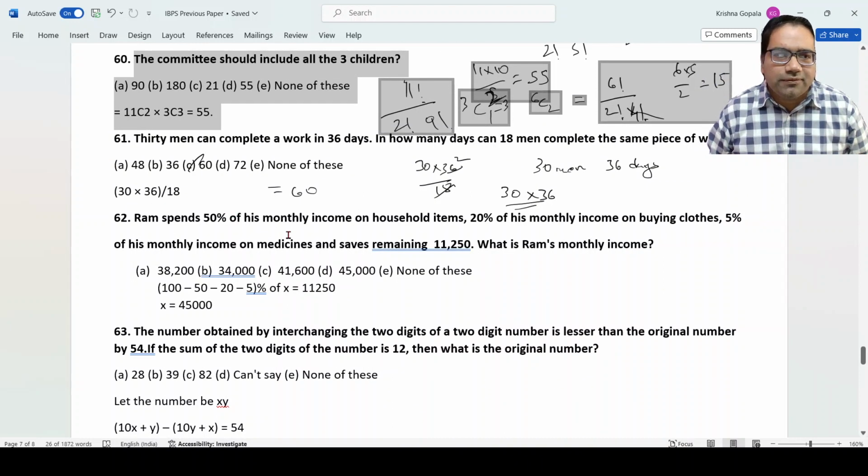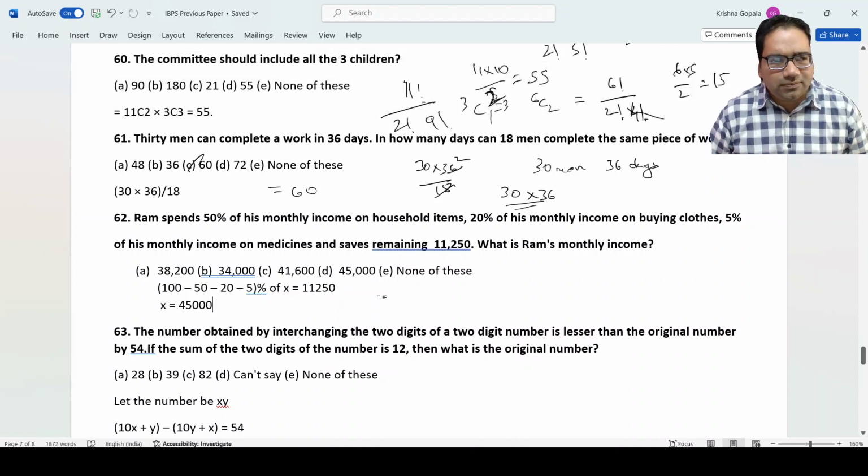Ram spends 50% of his monthly income on household items, 50, then 20% on buying clothes, 50 plus 20, 70, plus 5% on medicine, 75%, and the remaining 25% is 11,250. That 25% of something is 11,250. That means what is his income? 4 into 11,250 is 45,000.